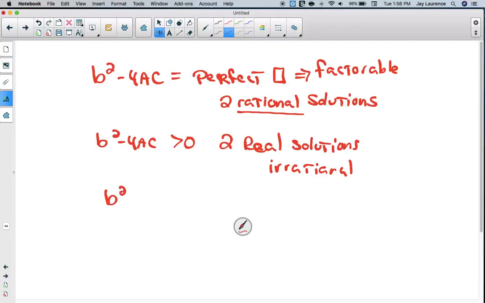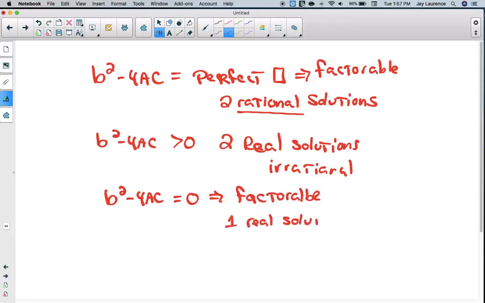If b squared minus 4ac equals 0, well, again, it would be factorable. It would have to be factorable because 0 is a perfect square. But in this case, we're only going to get one real solution, and that real solution would be rational.